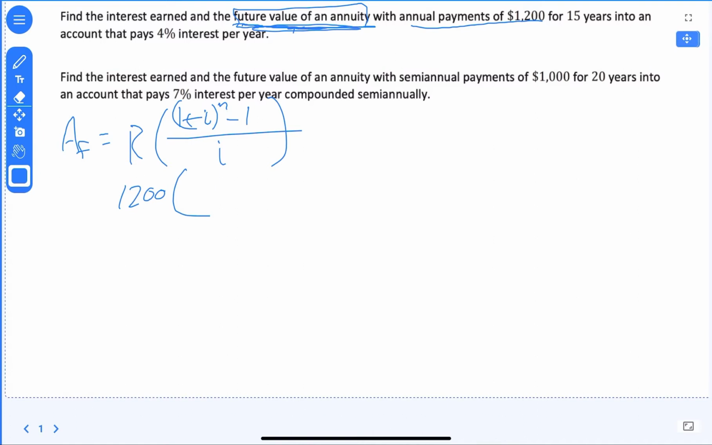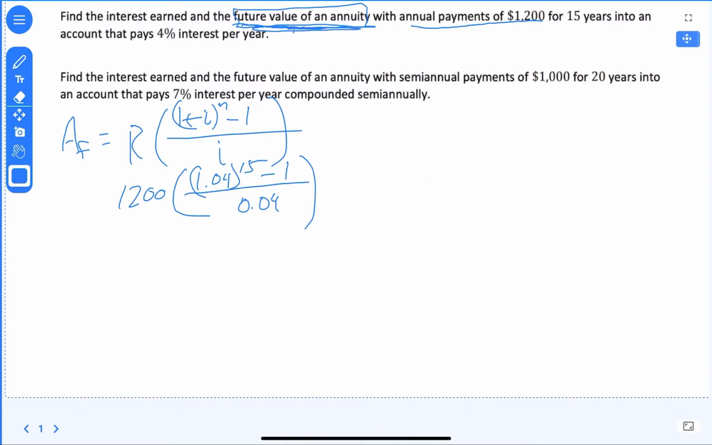You said like 6 different things. What's happening? How often are we doing it? Per year, right? So do we have to divide our interest by anything? No, that's our easy one there. So it'll be 1.04 to the 15th minus 1 over 0.04. Right?